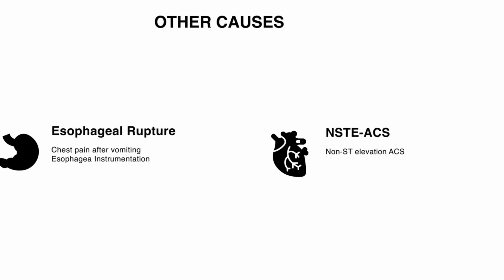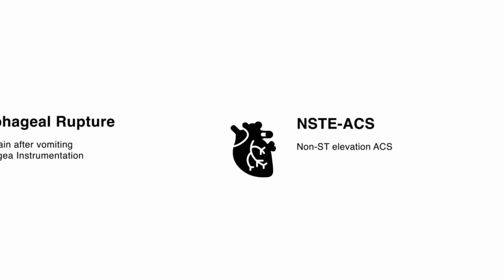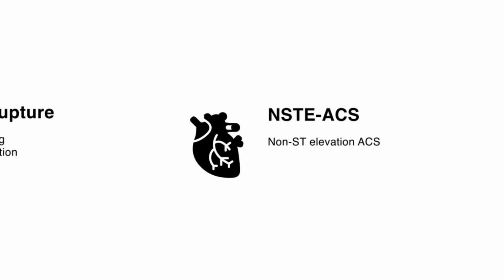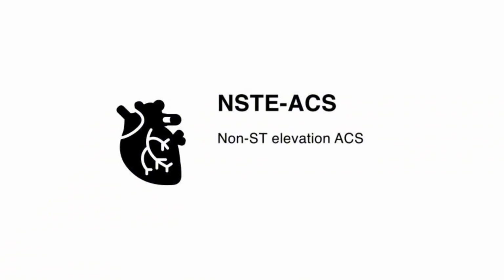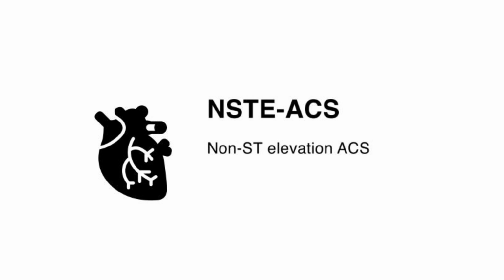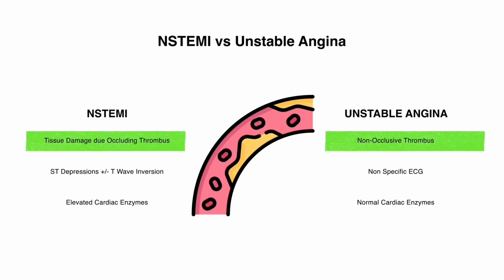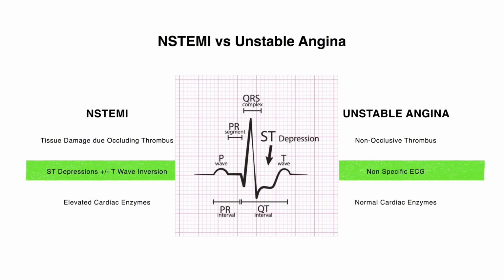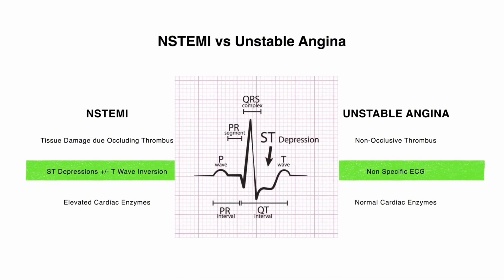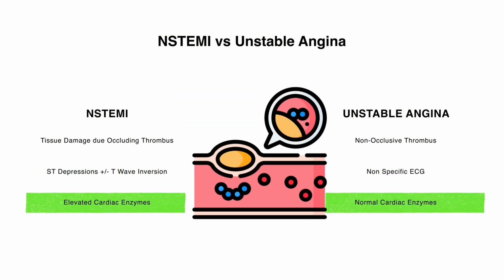After ruling out immediately life-threatening conditions, assess for potentially life-threatening conditions like non-ST elevation acute coronary syndrome, NSTE-ACS. STEMI is characterized by tissue damage due to occluding thrombus. Evaluate the ECG for signs of ischemia and order troponin test to distinguish between STEMI and unstable angina.